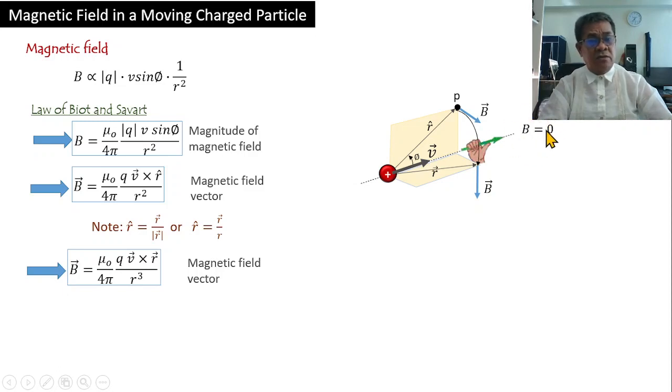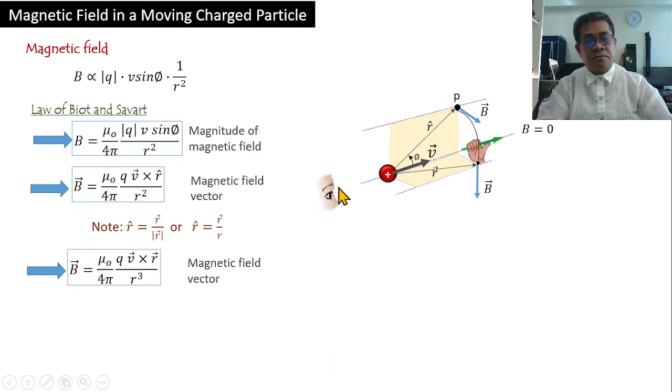So this is 0. Why? Because if you look at the formula, the cross product of the velocity and position, now the angle in between the two is 0. So the cross product of the same direction is 0. Okay? So again, if we move this point closer to this charge, this magnetic field becomes greater and greater. Because the closer, the greater; the farther the distance from the charge, the smaller the magnetic field.